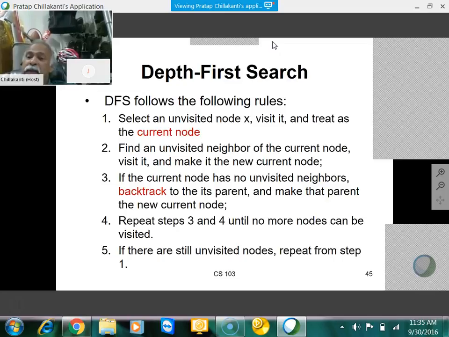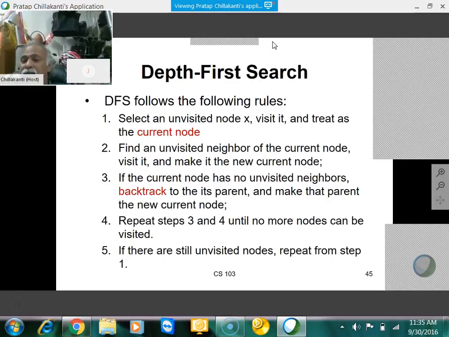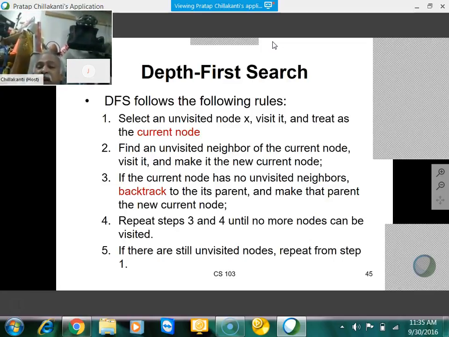Now, some faculty member might say, Professor, you are saying only half the story. There's something called free trees. Free trees don't have roots. We don't get into that level of detail. For the purpose of this class, all trees have a root. So what are we saying here? You select an unvisited node, you visit it, and treat it as the current node. Now you are going to find an unvisited neighbor of the current node. Then you visit that unvisited neighbor and make it the new current node.